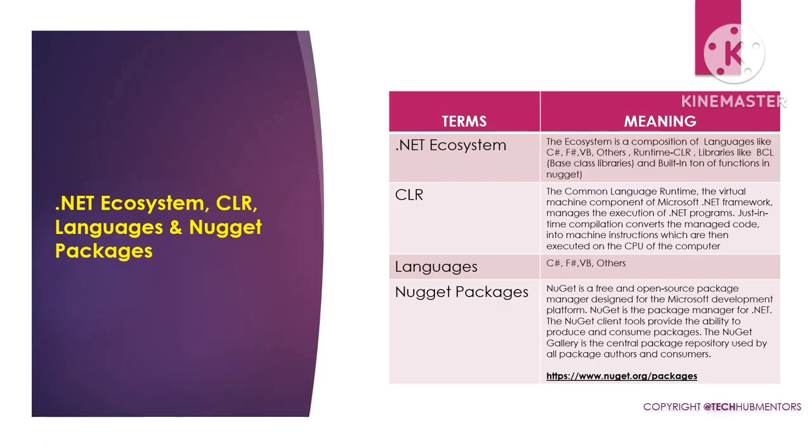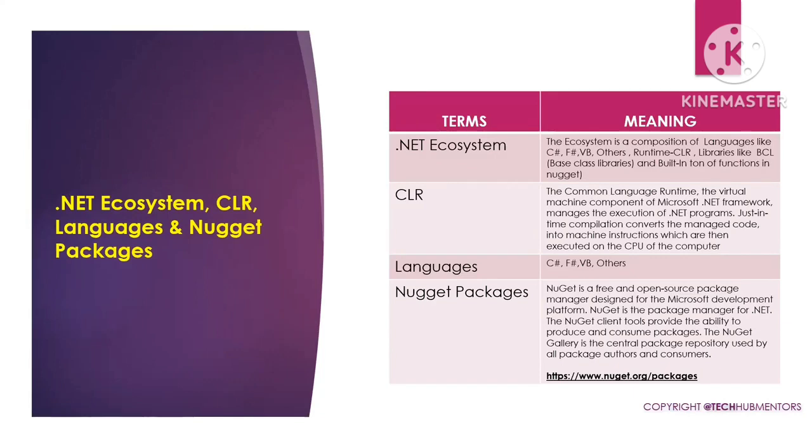What is the ecosystem? The .NET ecosystem is basically a composition of languages. .NET Core supports many languages: C#, F#, VB, and others. The ecosystem is also a combination of the runtime, CLR, and libraries like the BCL, base class libraries, with a ton of built-in functions, and NuGet. So basically, the .NET ecosystem is a combination of everything. It is a complete package.